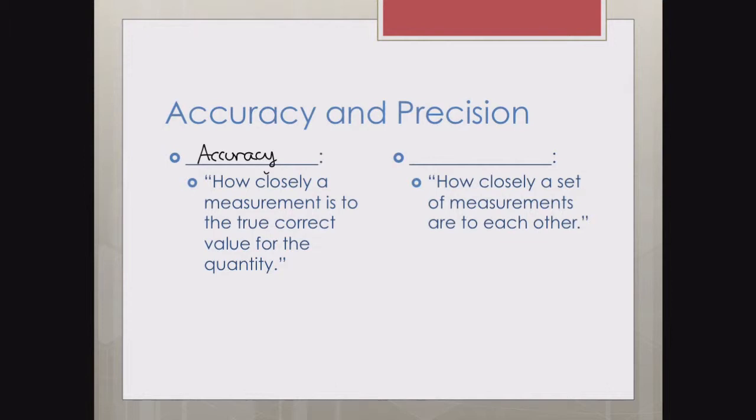So we would say that in order for something to be accurate, it has to be close to what is called an acceptable value, or what we call a true correct value. So on this, if you're taking notes, a true correct value is also known as an accepted value. Something that's been tried again and again and again.